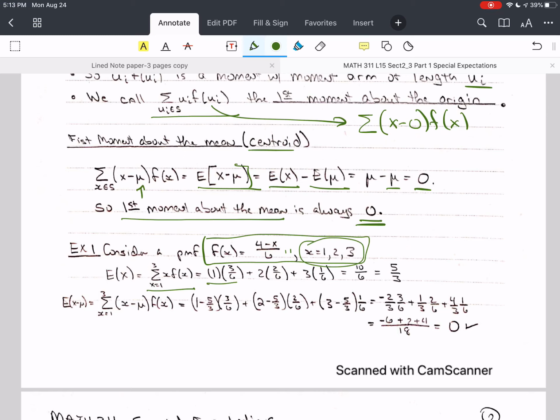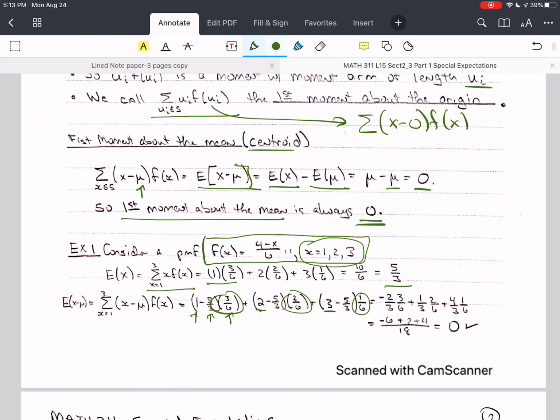And so last time we did this, we found out it was 5/3. Now we're going to take x minus mu. Now we know that this is going to be 0, so let's see how it works. So x minus mu. Mu was 5/3, so we have for x equals 1, 2, and 3, and our probabilities f of x stay the same.